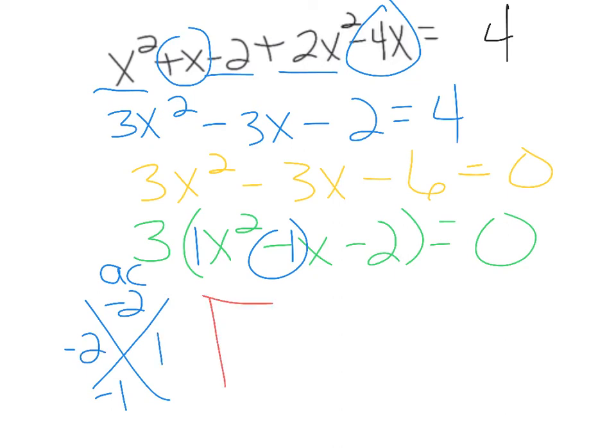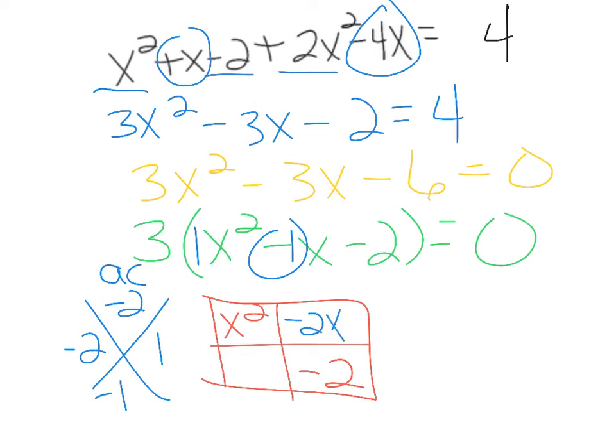Creating my area model, I'm going to put my x squared in the top left-hand box and my negative 2 in the bottom. My remaining two boxes are going to be filled out with the negative 2x and 1x that I found in my diamond.